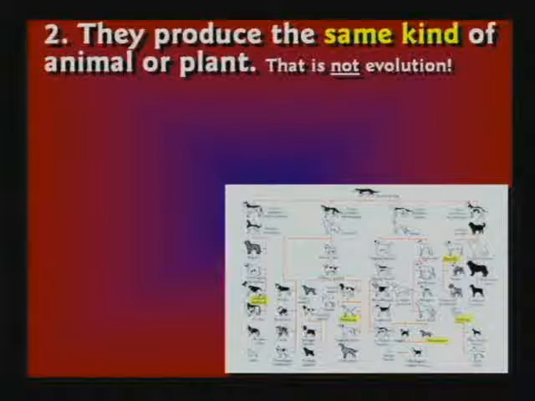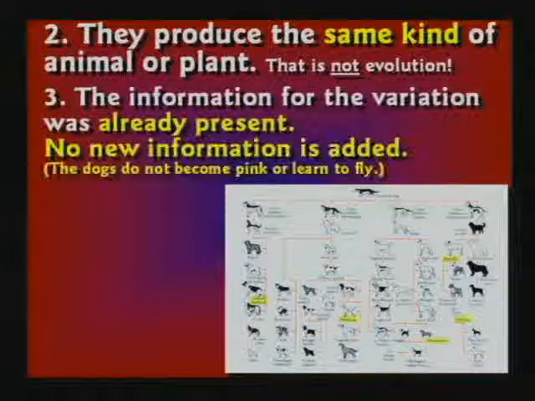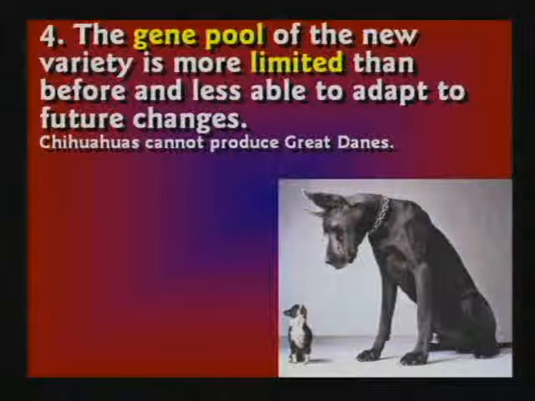Mutations always produce the same kind of plant or animal. That's not real evolution. The information for the variety has to already be in the gene pool. No new information is ever added. The gene pool of the new variety, like the Chihuahua, is actually more limited than before. What they've done with dogs, they select a certain slice of the gene pool to survive, big dogs or little dogs. That's not evolution. It's selecting pre-existing information. That's all it's doing.